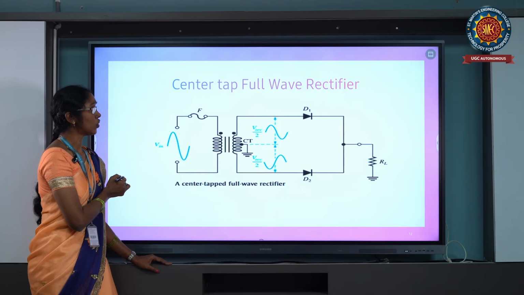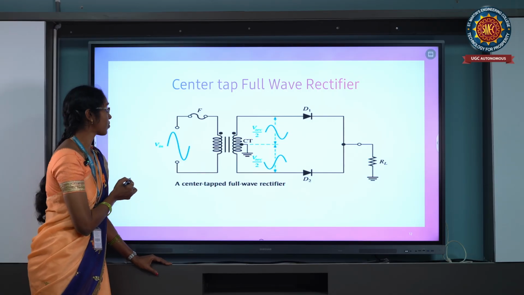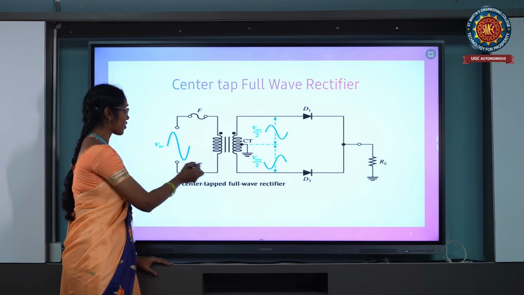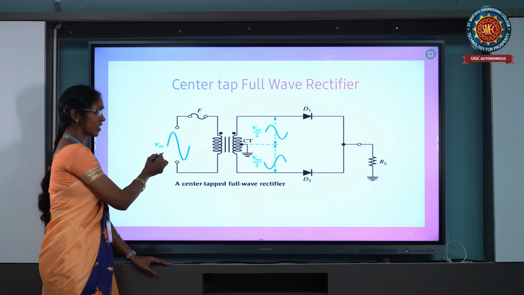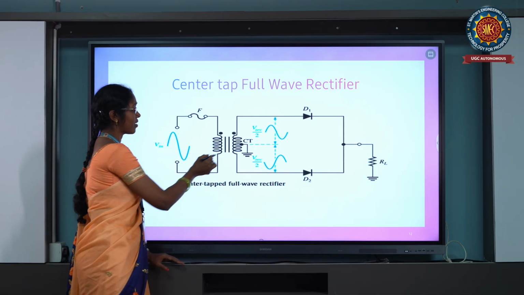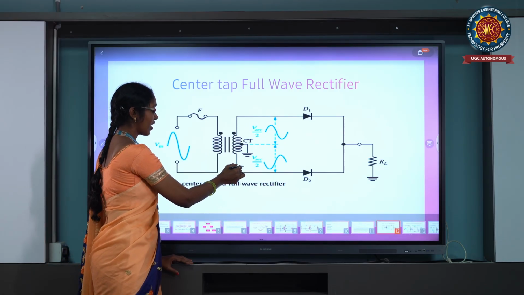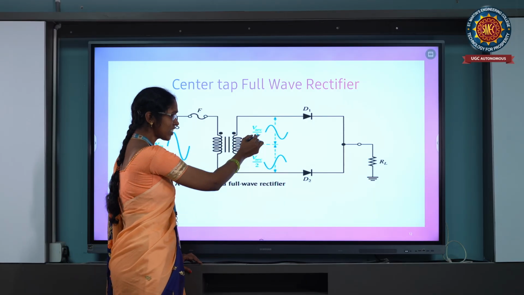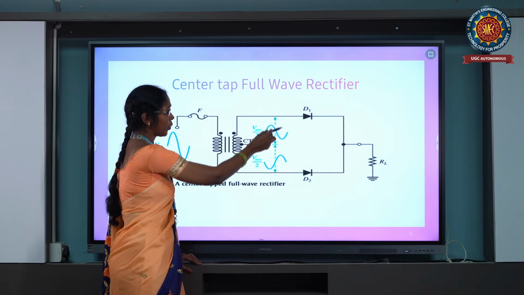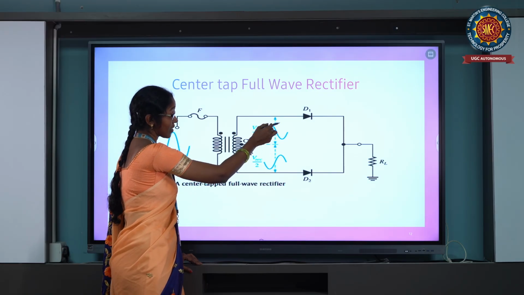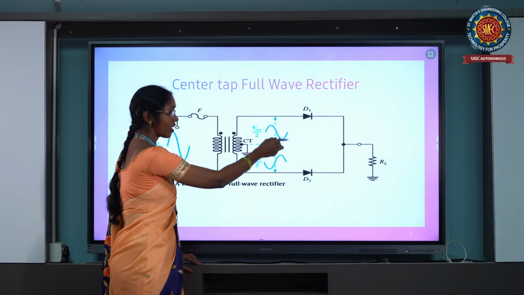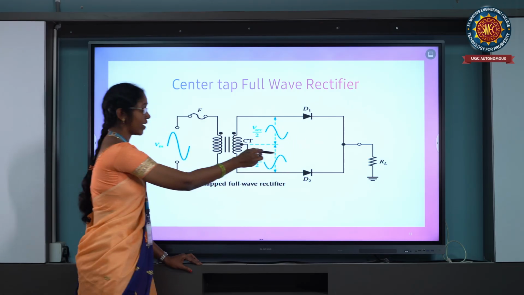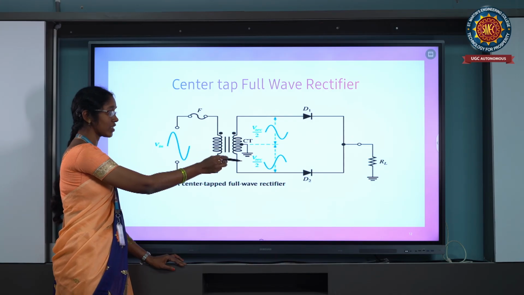Coming to the center tapped full wave rectifier, here we are using a center tapped transformer. We apply an AC voltage as input. At the secondary winding, we get an AC voltage as output. That AC voltage is given as input to the two diodes D1 and D2. At the output, we connect a load resistor to get a pulsating DC as output.